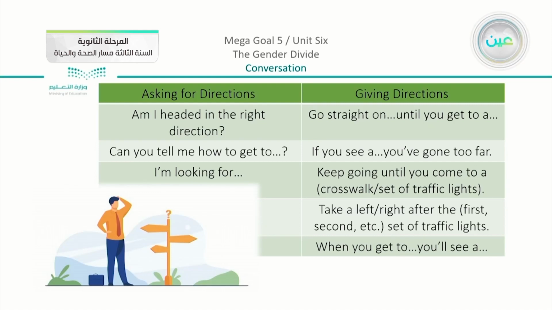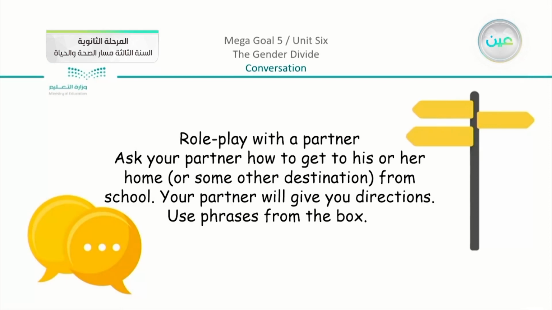When you get to a location, you will see something else. So we are going to apply what we have here. You do have the instructions in the book to role play with a partner. Ask your partner how to get to his or her home or some other destination from your school. Your partner will give you directions. Use phrases from the box.